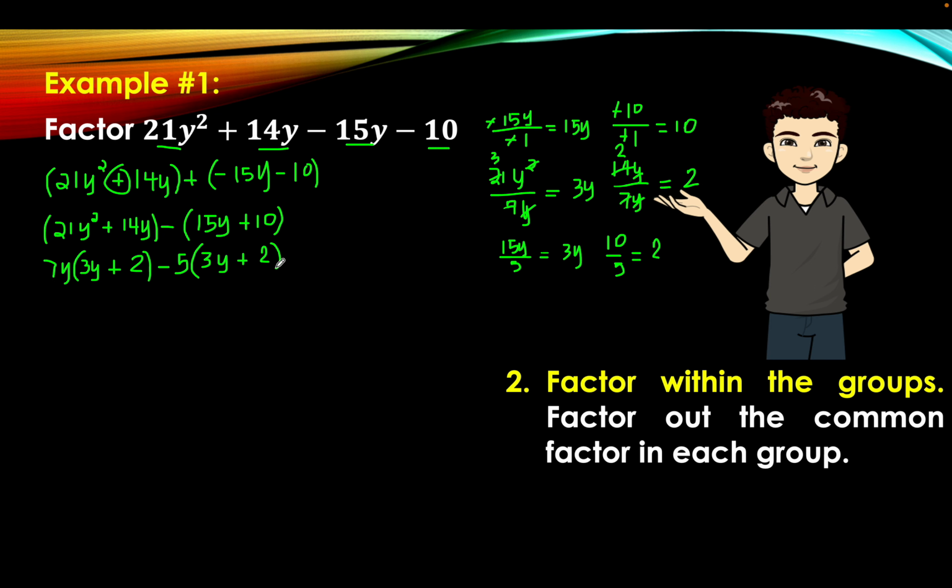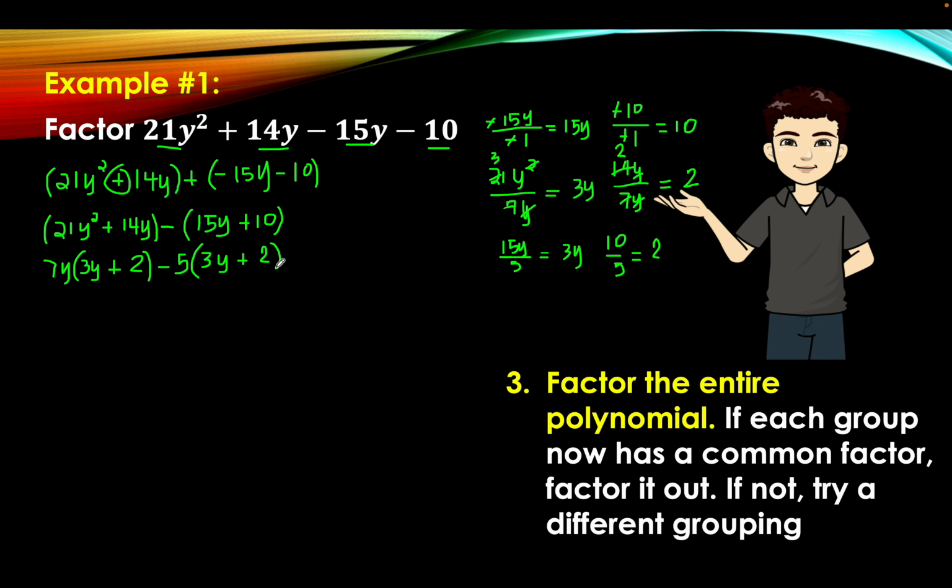Then, after this step, we're going to proceed to step 3, which is factoring the entire polynomial. That means if each group now has a common factor, we're going to factor it out. If not, then it is suggested to try a different grouping. Fortunately, after grouping the terms and removing their common factor, there is a common factor.